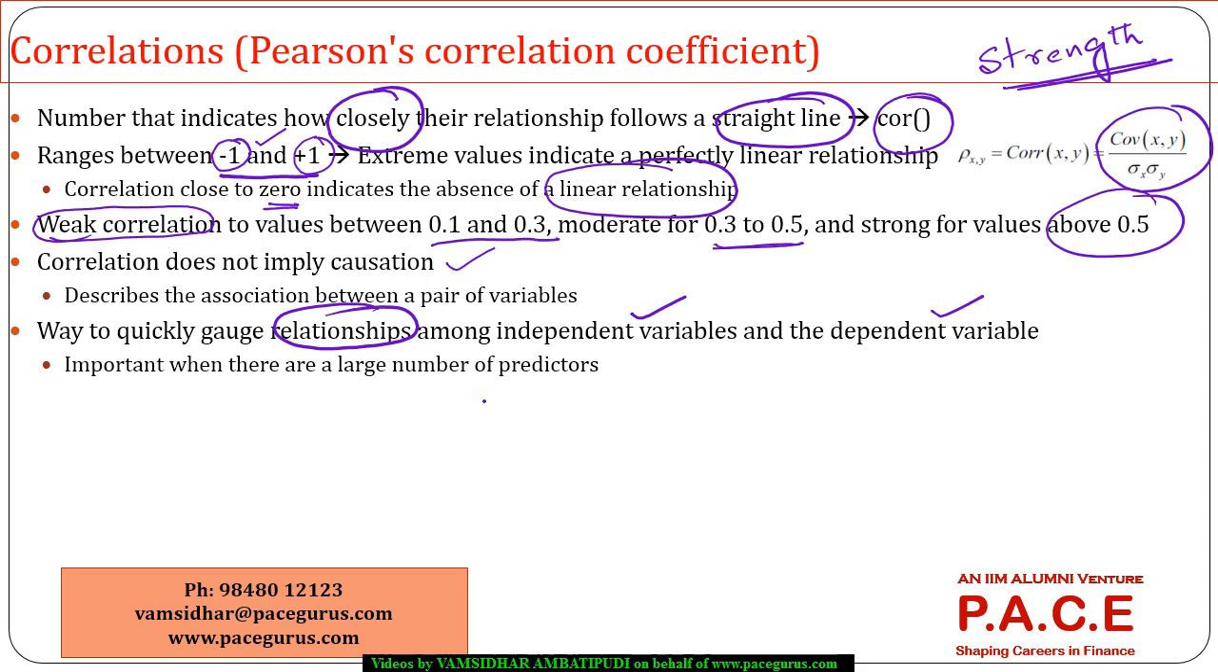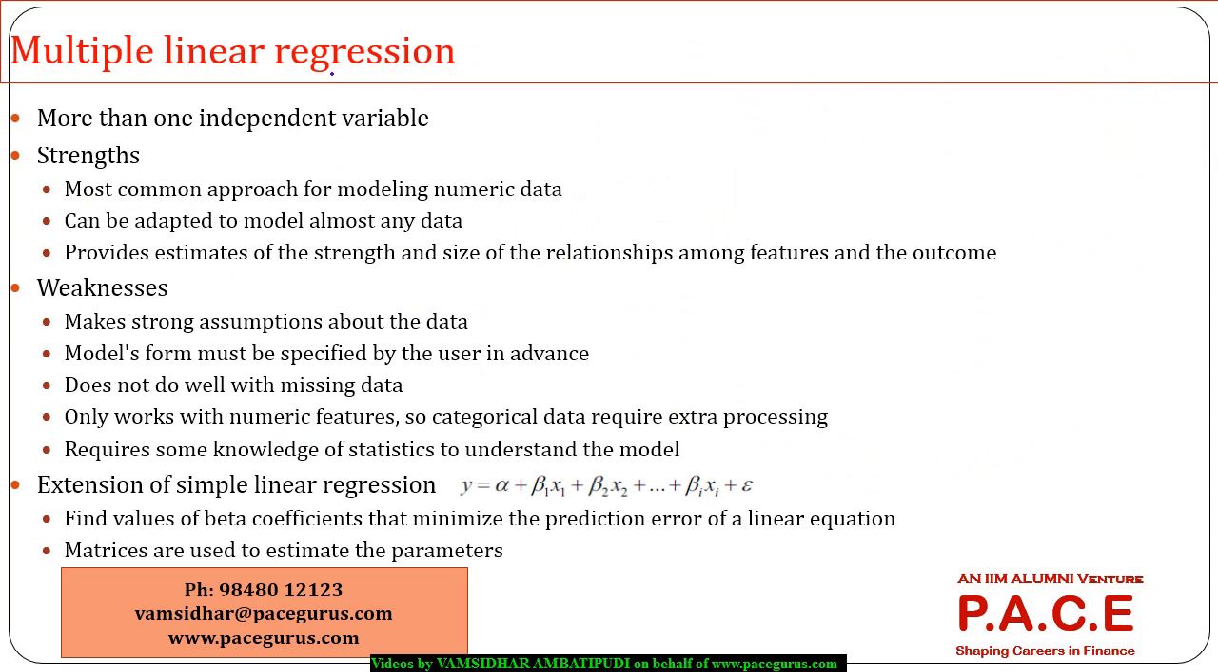So this plays a very important role, especially in the context of multiple regression, where I talk about one dependent variable but many predictor variables that could influence the dependent variable. So that is what is multiple linear regression. It's an extension of simple linear regression. The only difference being there are multiple predictor variables, multiple independent variables rather than one single independent variable.